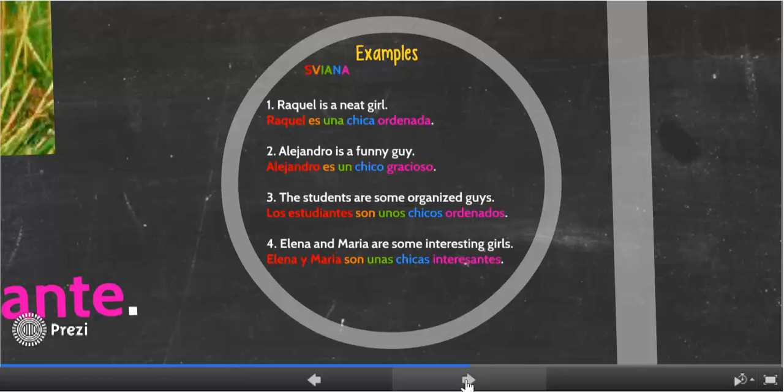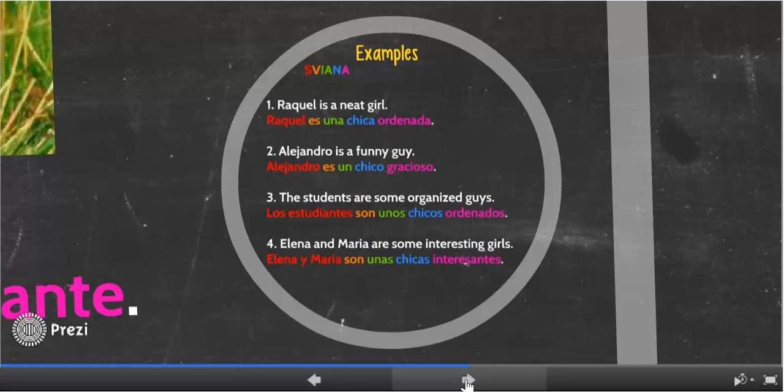Number 2, Alejandro is a funny guy. Alejandro es un chico gracioso. Okay, follow the Sviana pattern there. Alejandro, subject. Es, verb. Un, indefinite article. Chico, noun. Gracioso, adjective.